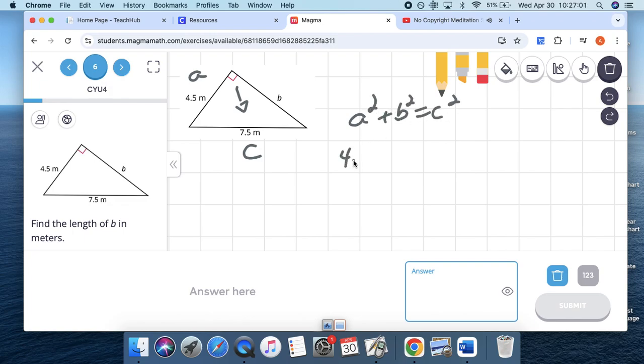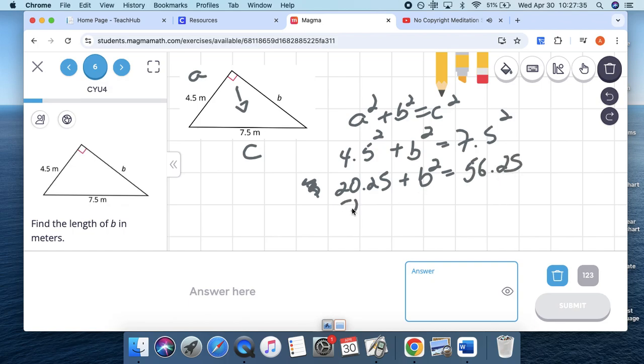A squared is 4.5, take that to the second power. B squared stays. C squared we can substitute with 7.5 to the second power. So 4.5 to the second power, 4.5 times 4.5 equals 20.25, plus B squared, and then 7.5 to the second power is 56.25.